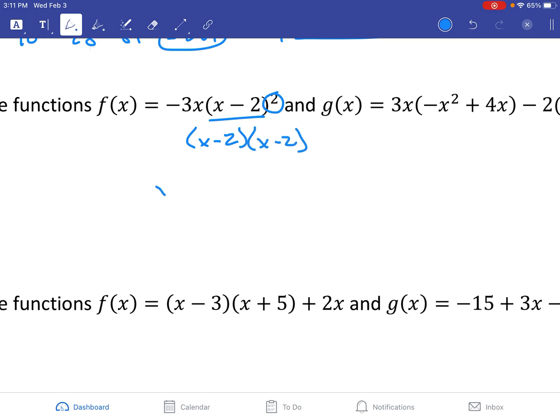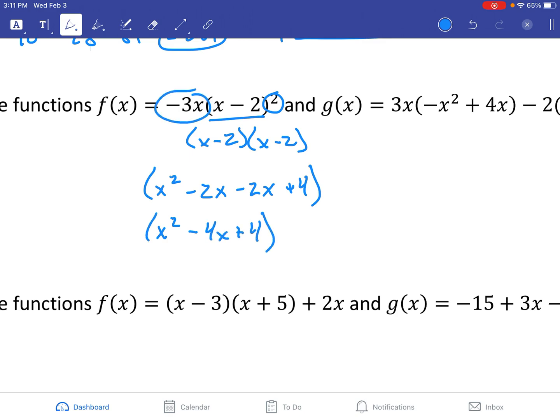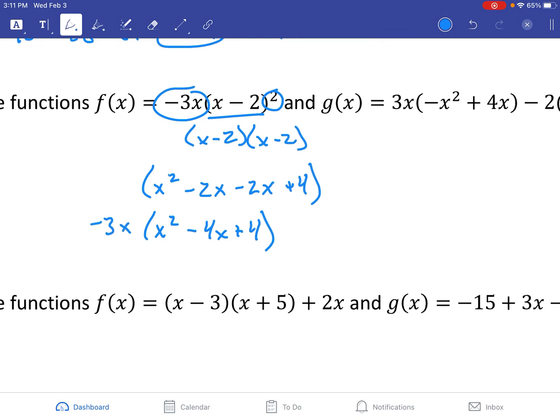So you multiply it out. X times x is x squared. X times negative 2 is negative 2x. Negative 2 times x is again negative 2x. And negative 2 times negative 2 is positive 4. Okay. We have to combine the like terms in the middle, which gives you x squared minus 4x plus 4. But the other thing is we can't forget the negative 3x out in front of the whole thing. So we're going to wait to that for last.